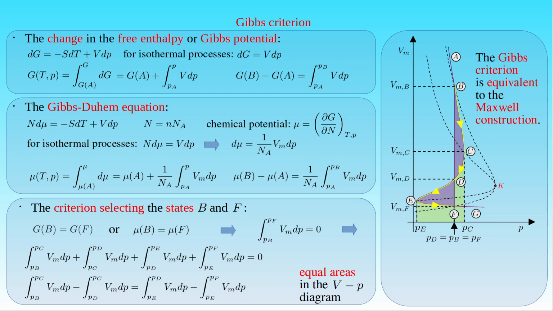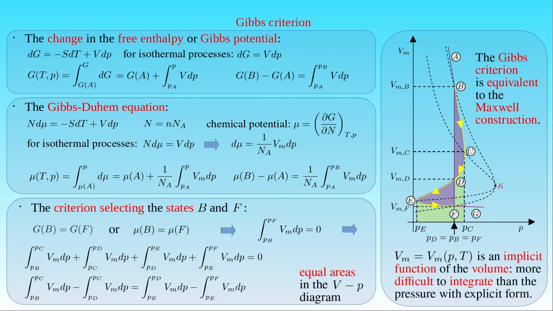However, the volume or the molar volume Vm of the medium as a function of the pressure P and the temperature T is a cubic equation which is an implicit function of the pressure at a constant temperature. This expression is more difficult to integrate than the pressure expressed in an explicit form as a function of volume. Fortunately, the change in the Gibbs potential can be monitored during the phase transition, which helps us to find the boundary points corresponding to the saturated states of the medium on the van der Waals isotherms.